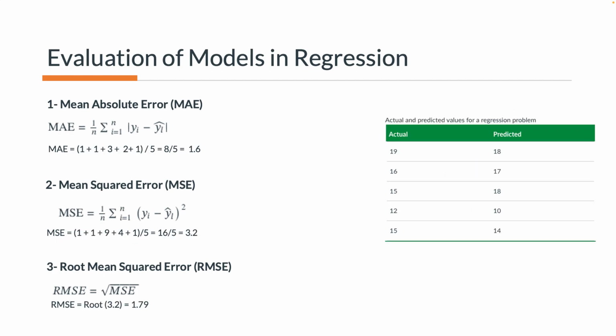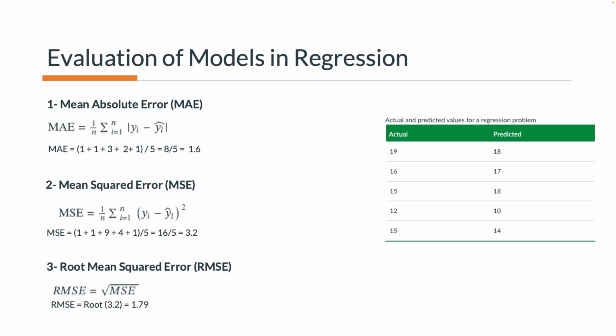Now let's look at this example. Imagine that we have 5 data points and we have given these 5 data points to a regression model, and it has given us predictions. So in this table at the right side of the screen, you can see the actual values as well as predicted values. To calculate mean absolute error, we just measure the distances and sum them and divide them by 5, which is the number of data points. So the distances are 1, 1, 3, 2, and 1, and divided by 5, our mean absolute error is 1.6.